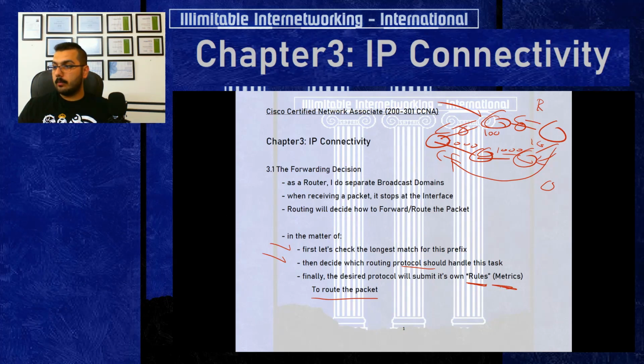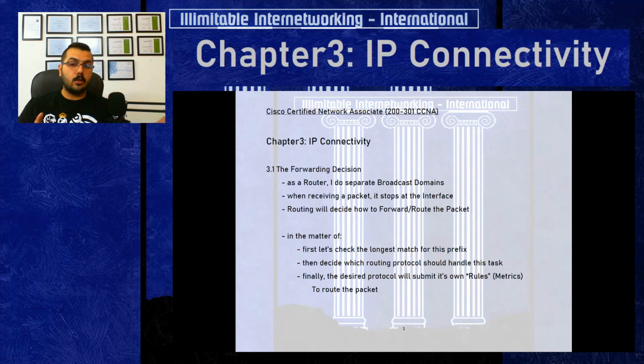After that, we will jump to the two protocols that you must know in this exam, which are the static route and Open Shortest Path First, the OSPF. So in the upcoming videos, we will start with them.